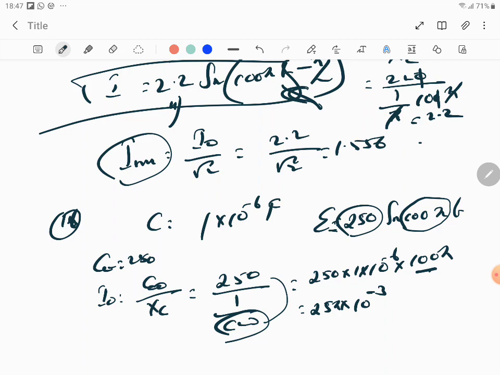What are they writing? They didn't give the value of omega? 100 pi, from this, it's there, no? Yes, ma'am. So what is omega? Omega is 100 pi. So I'm substituting in omega.